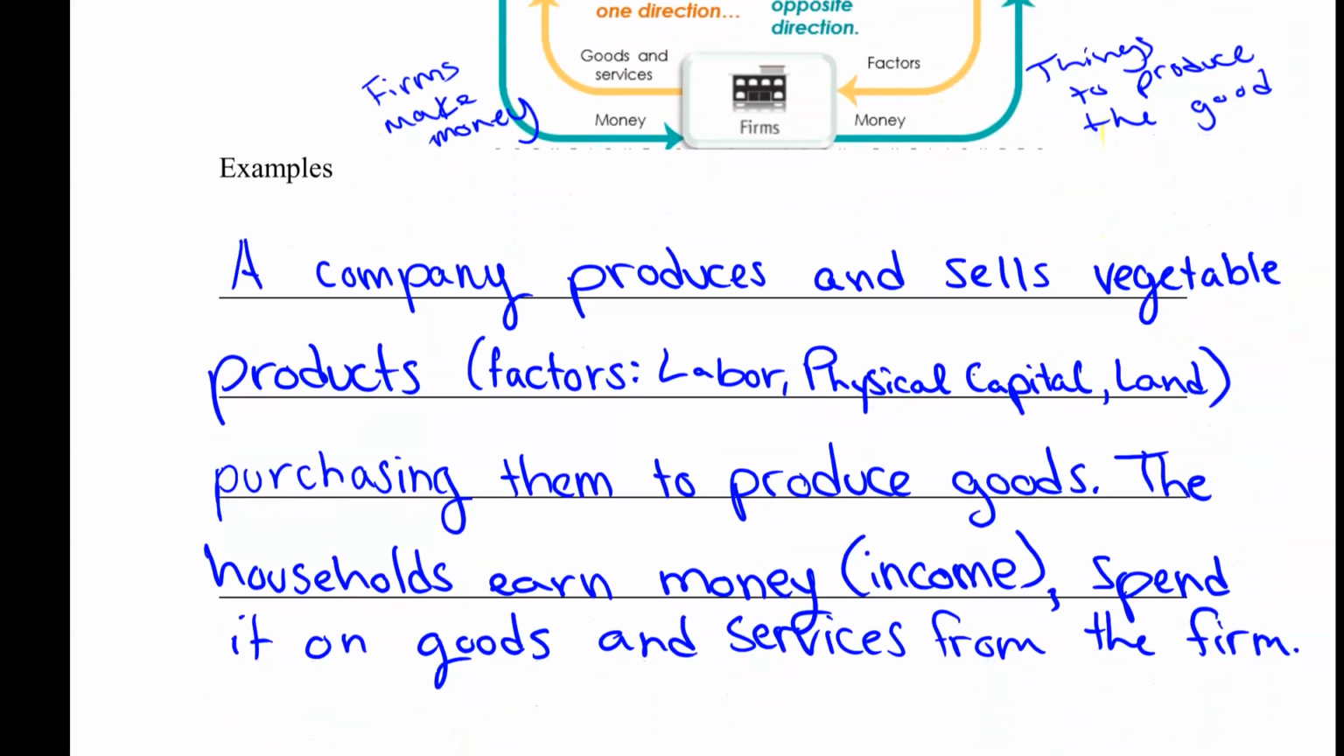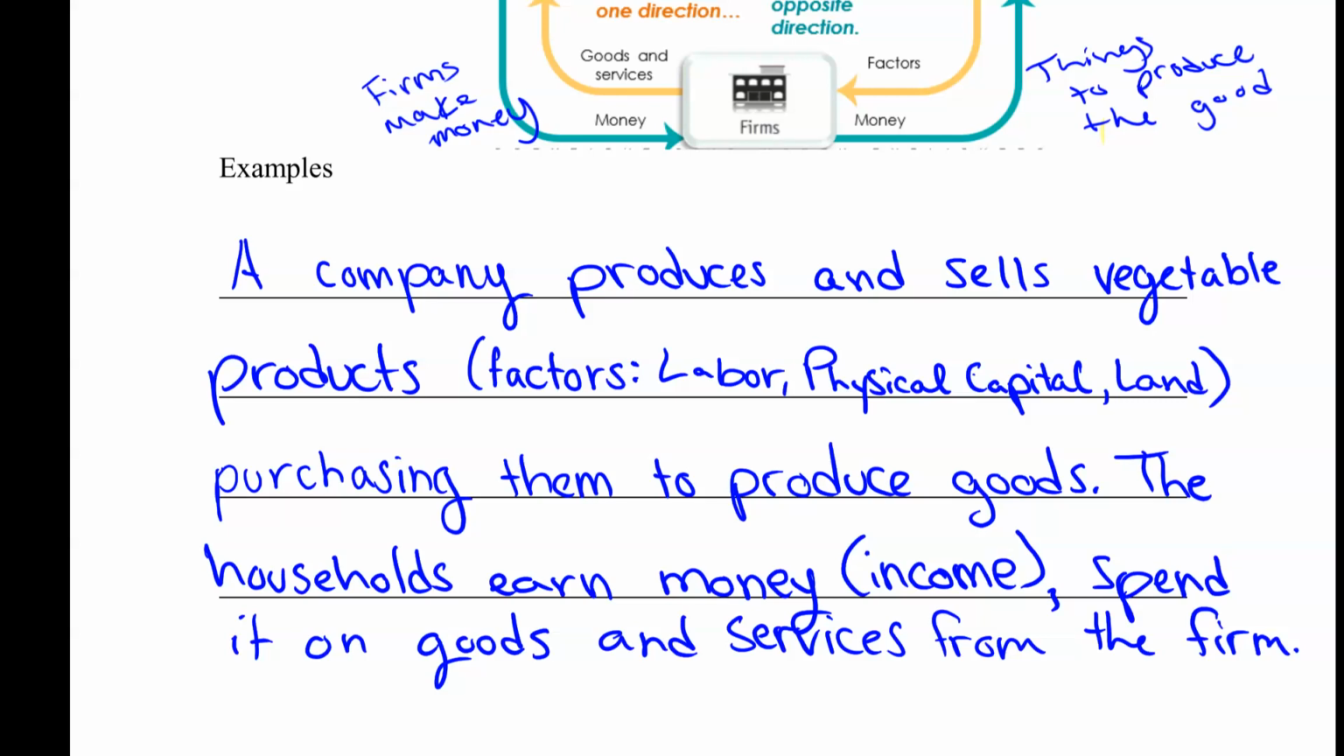So as an example, a company that produces and sells vegetable products, they have the factors of labor, physical capital, and land. They need the people to plant the seeds and to maintain the crop and to harvest. They have the physical capital of the infrastructure that's needed to maintain that. So the tractors that they need to maintain their crop, the buildings they need to store it and process it, and the trucks that they need to bring it to market. They also have the land, which is what they need to be able to plant it on. So these are the factors they have to pay for, right? So they purchase those to produce the goods.